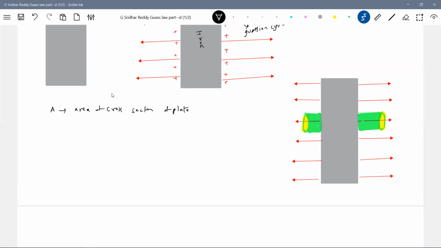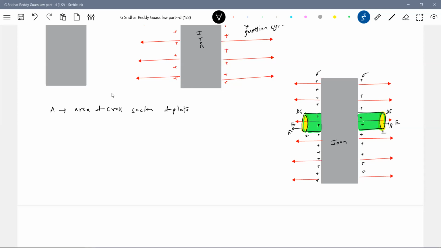Now, what about the E bar? E bar here is E. No need of inside, and the E bar here is E, n cap, delta S. This is surface 1, surface 2. What about charge? This is iron, surface charge density sigma.